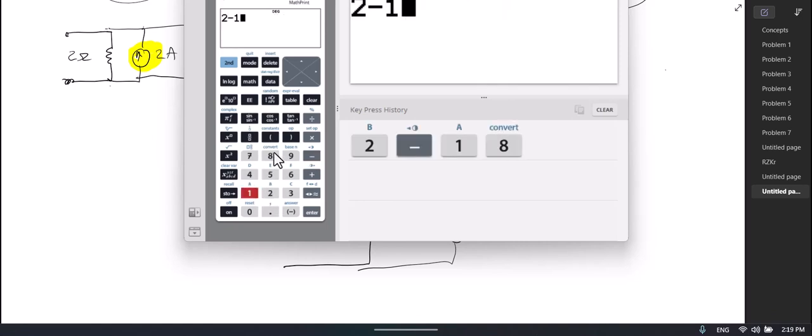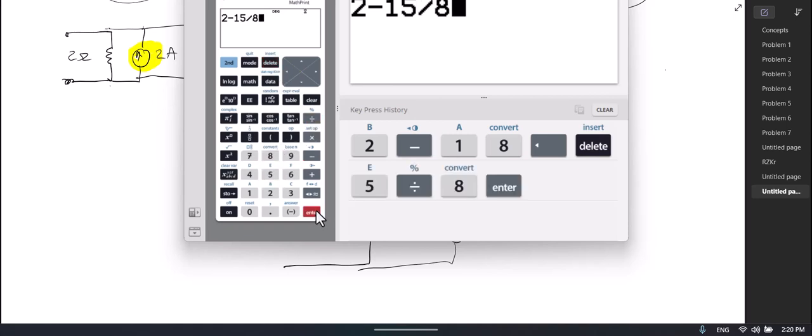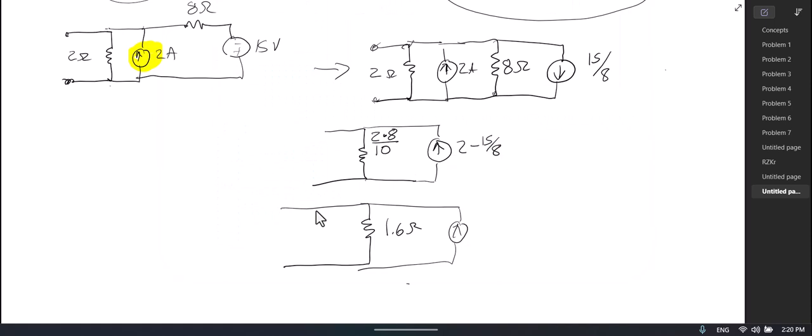2 minus 15/8 is 0.125. I knew that. Okay, 0.125. And it's going up because the 2 is bigger than the 15/8, which is why I have it in that direction. So since that's the case, I know that this side is actually at a higher voltage than the bottom side, because that's the direction the current is going.